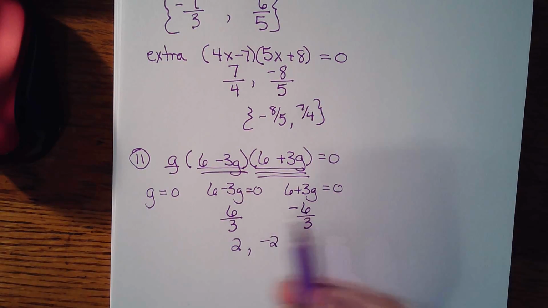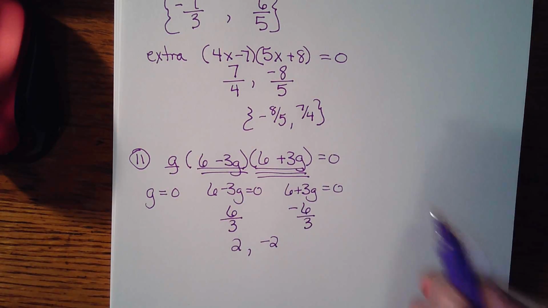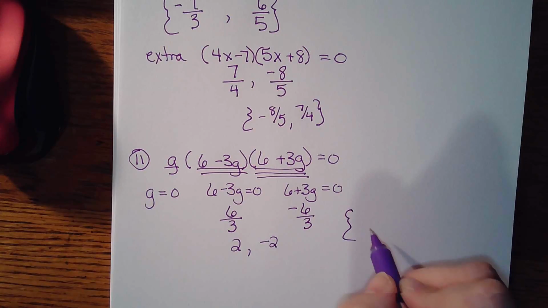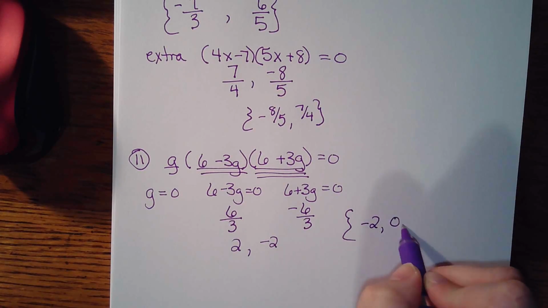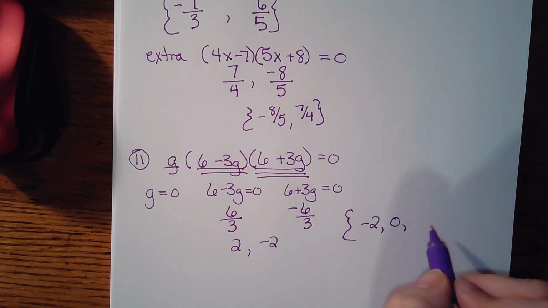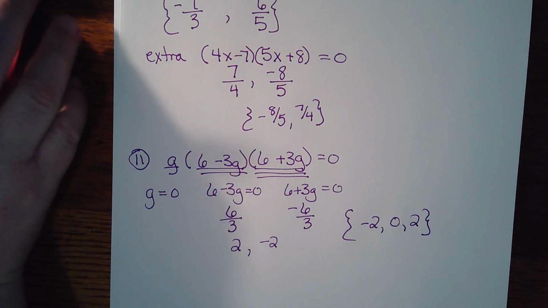So now we have all 3, 1, 2, 3 groupings, 1, 2, 3 answers. However, when you write it in your answer, you have to have the negative 2, then the 0, and then the 2. And that's it. So if you have any questions, let me know.